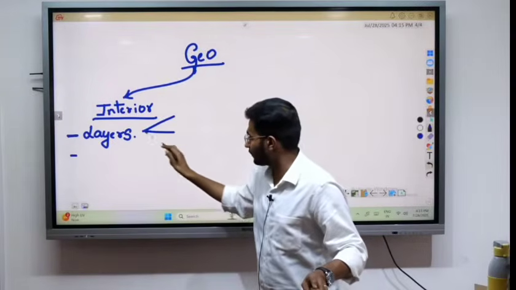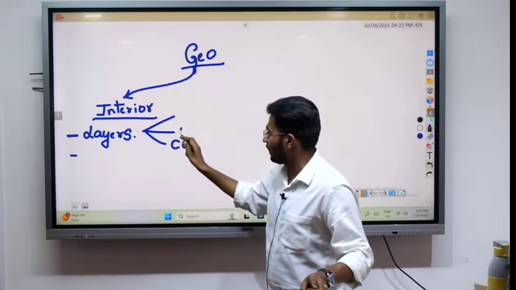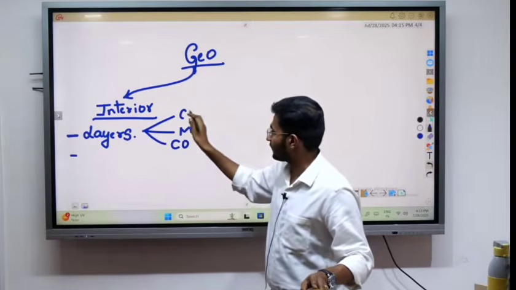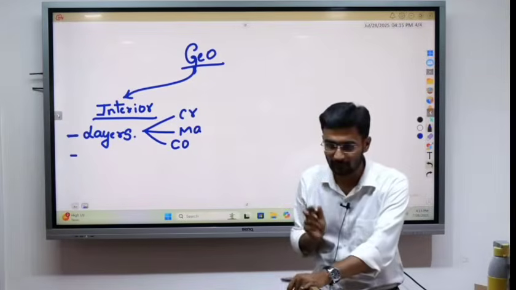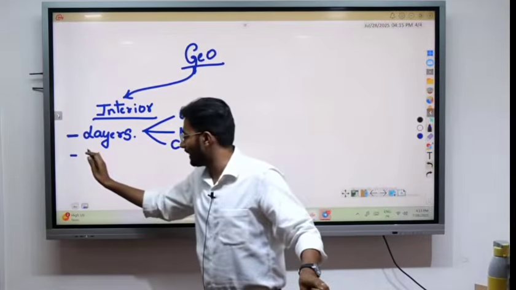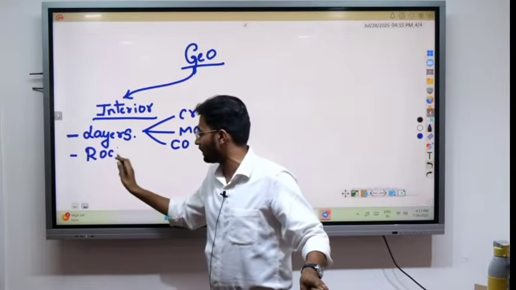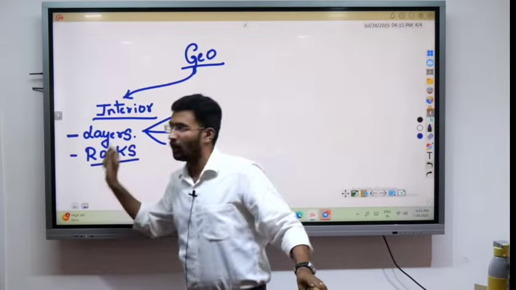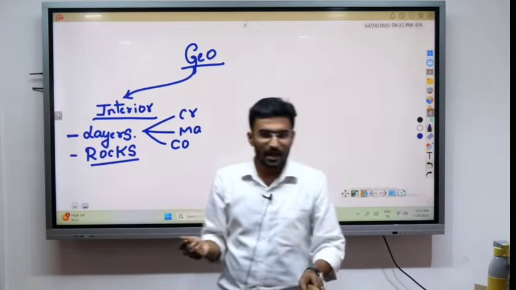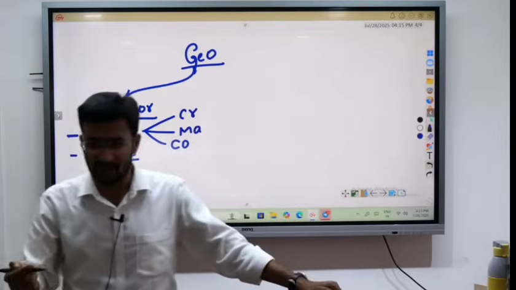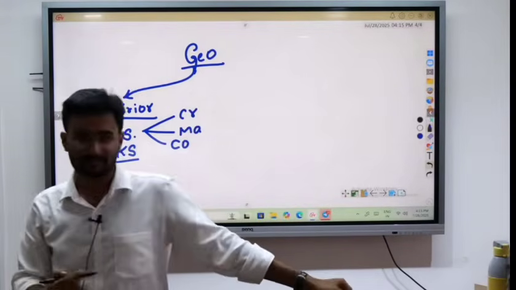We have how many layers? Majorly we call them the core, the mantle as well as the crust. The crust is our first one. And the second one, we will be discussing the concept of the rocks. Now what do you mean by rocks and what do you mean by minerals?